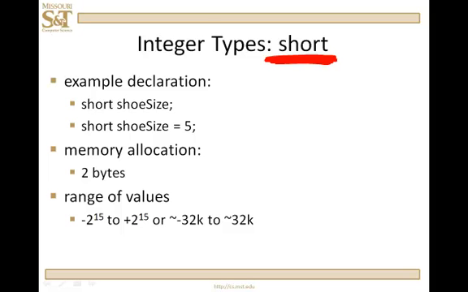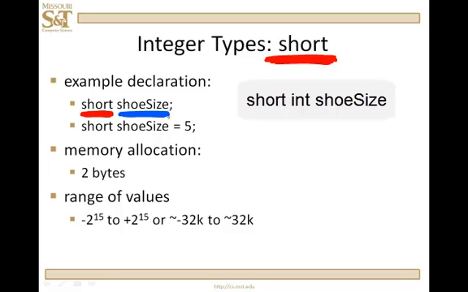So this very first declaration could have been done as short int shoe size. That would be identical. However, if you don't have to write that, then why bother? I've never done it that way, but you can. So once again, example declarations, it's type and then name.